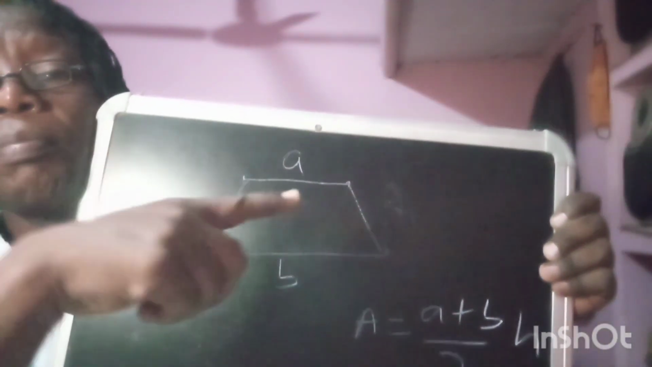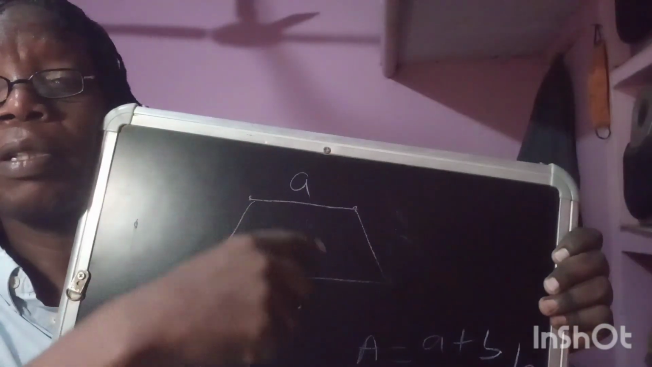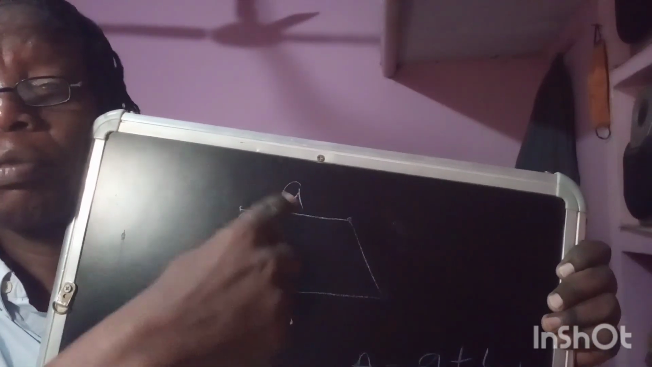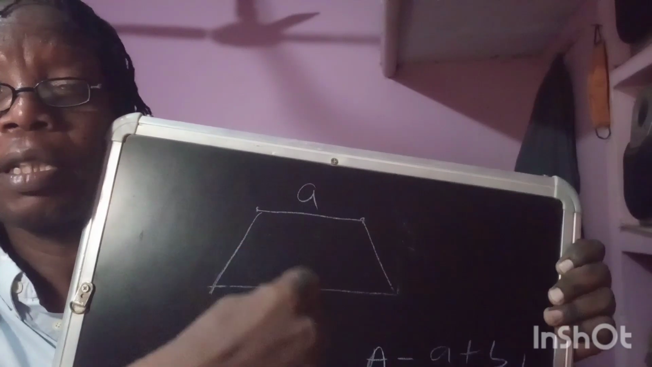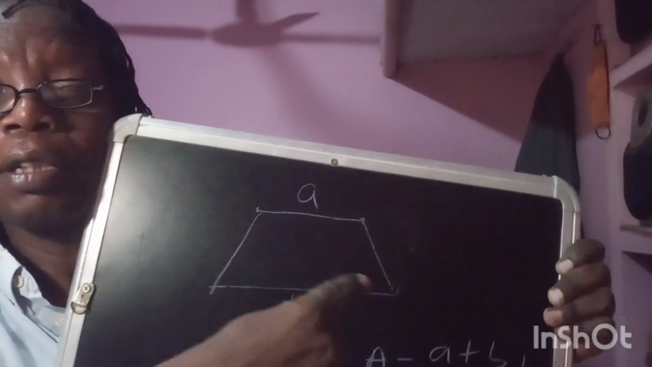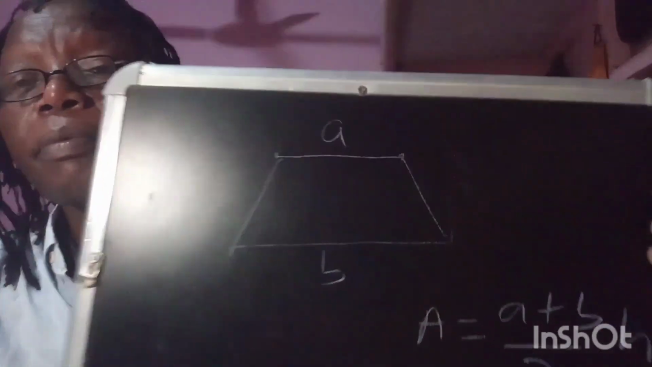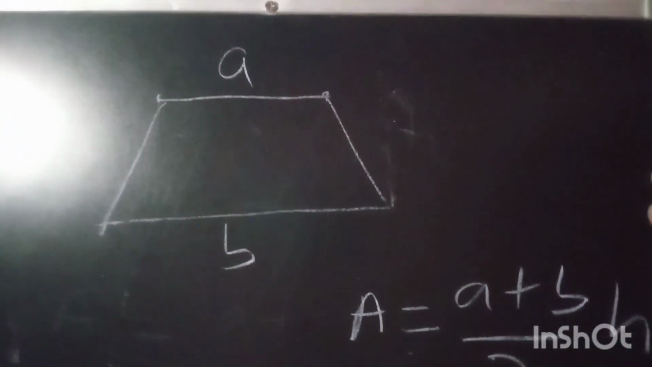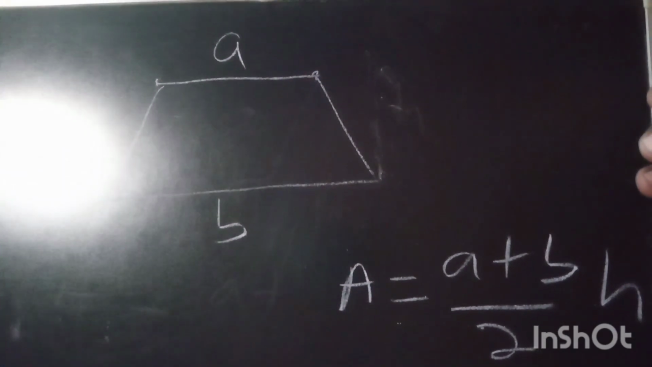So we have the top, the bottom, and the sides. This is base A, this is base B. The top and the bottom are called bases, and these sides are called legs. Okay? So that's the trapezoid, or trapezium. They call it a trapezium also. The two names mean the same thing.